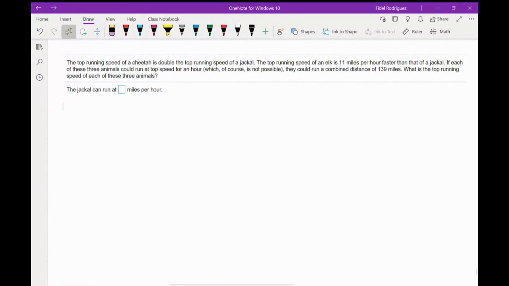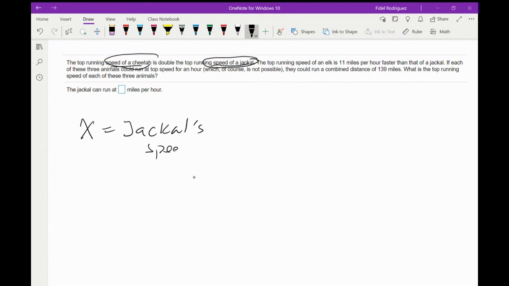Okay, so this is number 8, and it says the top running speed of a cheetah is double the top running speed of a jackal. Okay, so I'm going to stop right there, and I'm going to read that part again. The speed of the cheetah is double the speed of the jackal. So we're talking about the cheetah, but we're comparing it to the jackal. We don't know anything about the jackal, so x is going to be the jackal's speed, right? And then the cheetah will be 2x.